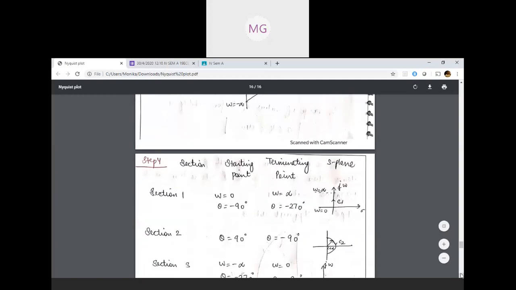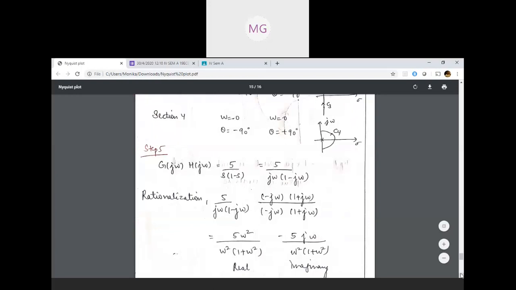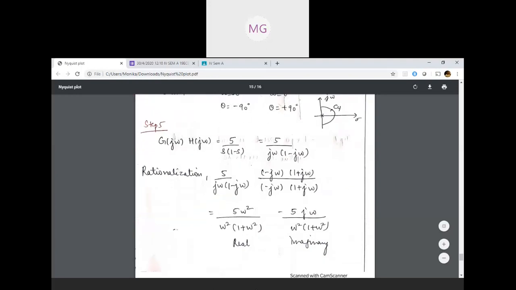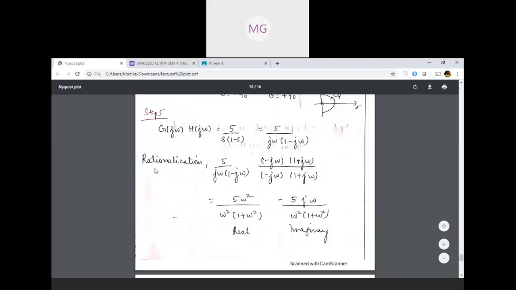After step number 4 is over, what is the next step? Step number 5, you have to rationalize. How to rationalize? You have to take the conjugate of the denominator. First convert this transfer function into the frequency domain. So it becomes 5 pi j omega into 1 minus j omega. Take the conjugate of it. It will become minus j omega into 1 plus j omega. Multiply and divide by the conjugate to get real and imaginary parts.